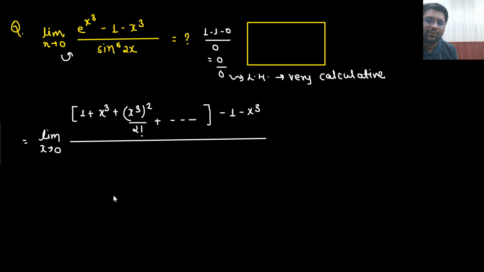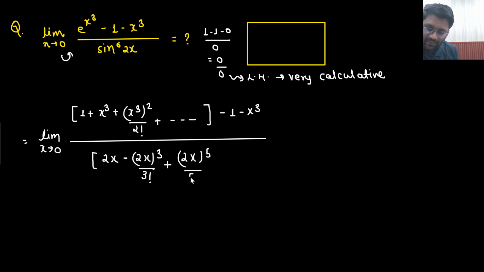Downward there is sin 2x to the power 6. So do I know the expansion of sin 2x? Yes, sir. Starting with 2x minus (2x) cube divided by 3 factorial plus (2x) to the power 5 divided by 5 factorial and so on, then to the power 6. Is that clear to you? Okay. Now I can notice one thing, that this 1 and minus 1 are getting cancelled out. X cube and this x cube are getting cancelled out.